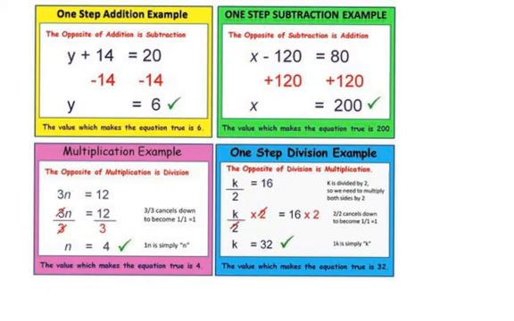If you have a number that is being subtracted from our variable, which is x here, then you're going to add that number to both sides because subtraction and addition are opposites.